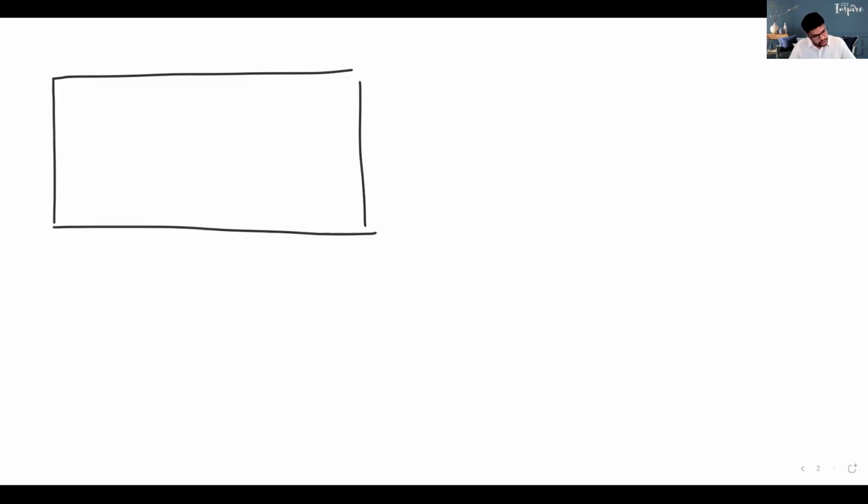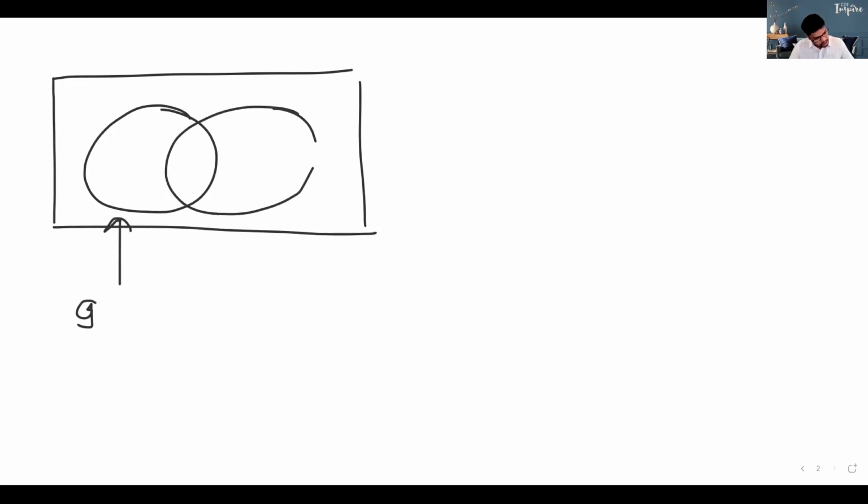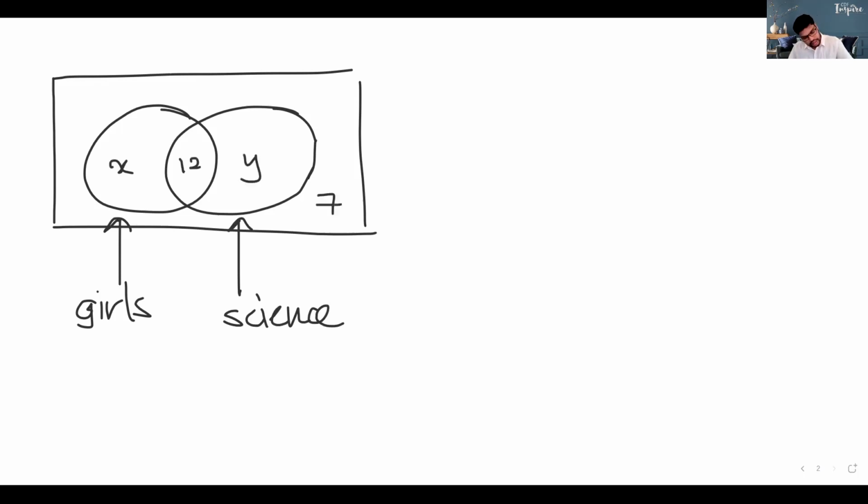So let me draw another Venn diagram for this one. So this is girls and this is science stream. I'll just write science. Then we have X, 12, Y, and 7, and this is the universal set. Okay, so children, I'll read the question.